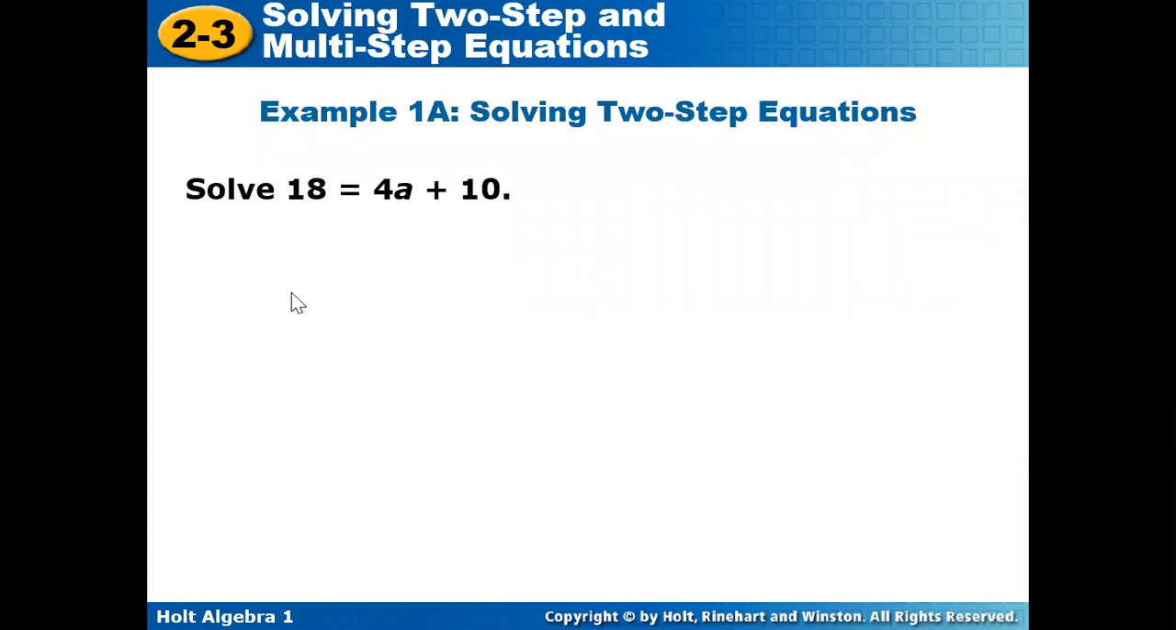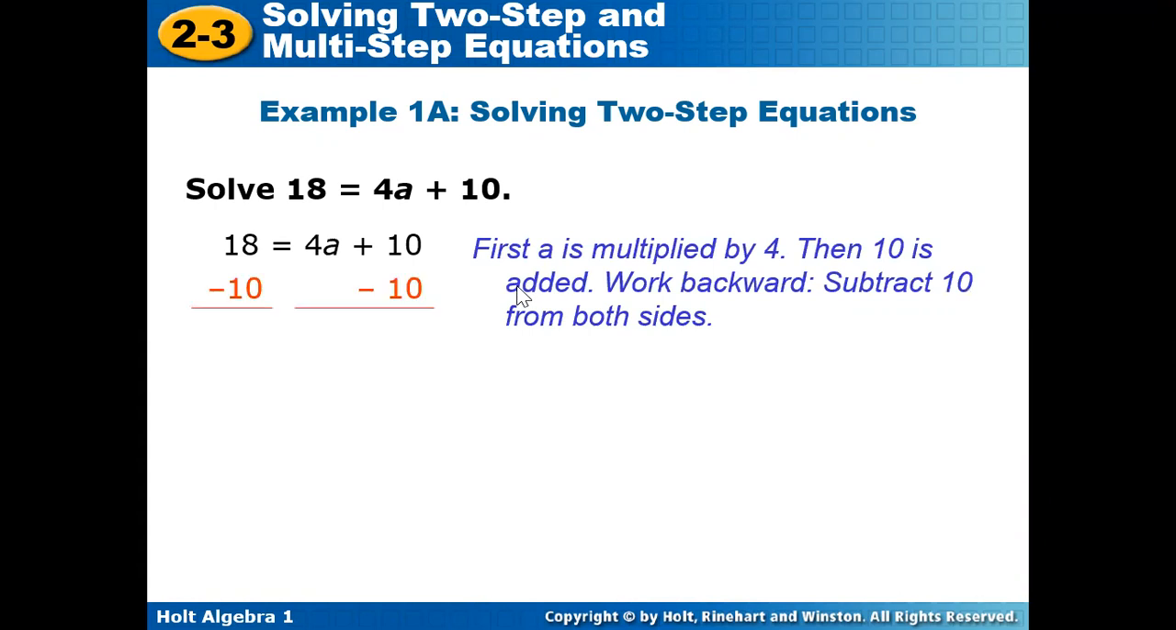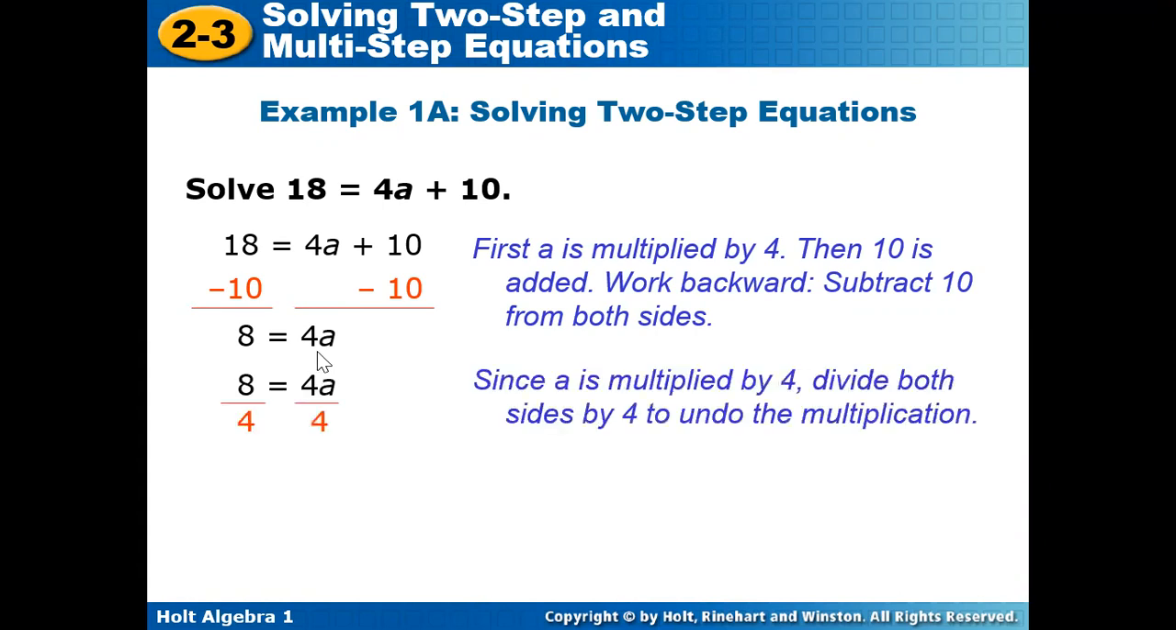All right, so same kind of problem here. Let's go through it. We are multiplying a times 4 and we're adding 10. Once again, whatever is attached to the variable, you're going to do that last. So we're going to get rid of our 10 first. Same thing that we did previously, opposite operations. Subtract 10 from both sides, gives you 8 is equal to 4a. And then once again, opposite operation, divide both sides by 4, and that gives you a is equal to 2.